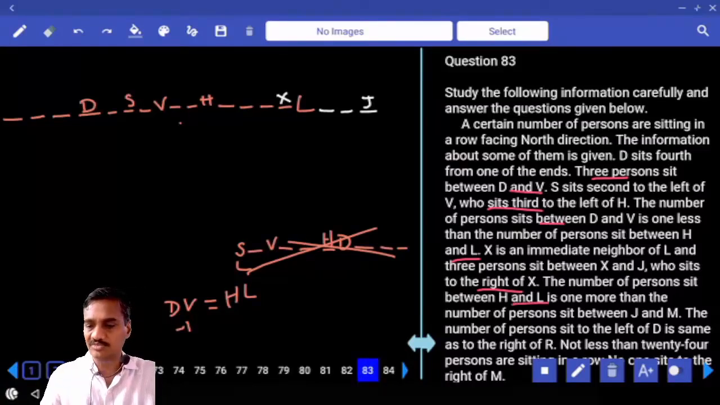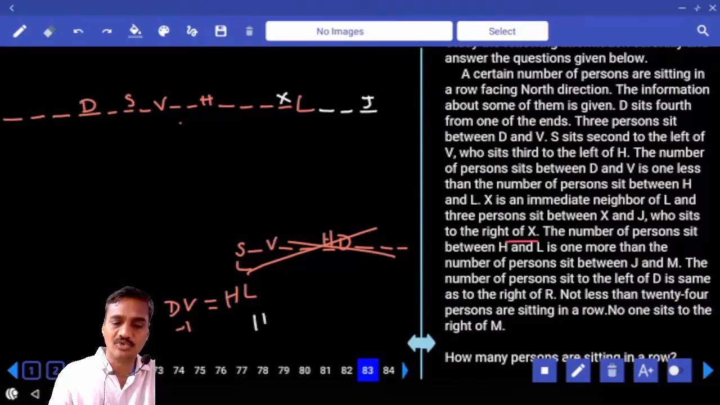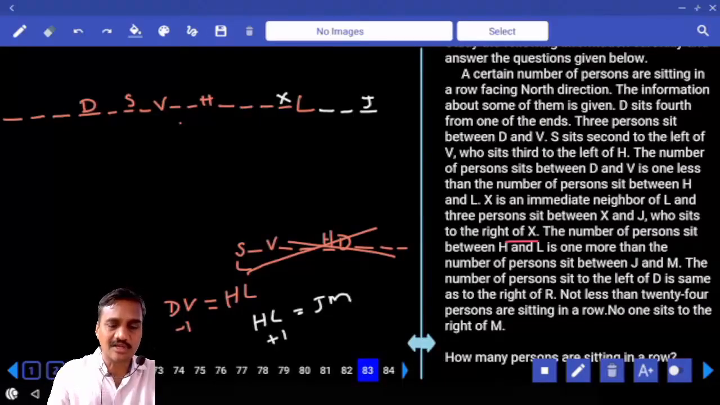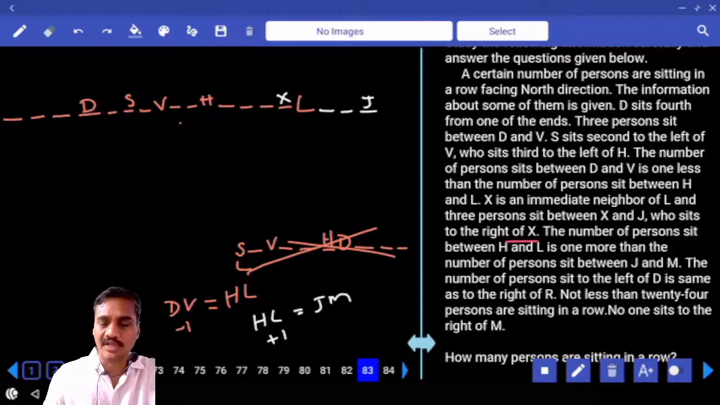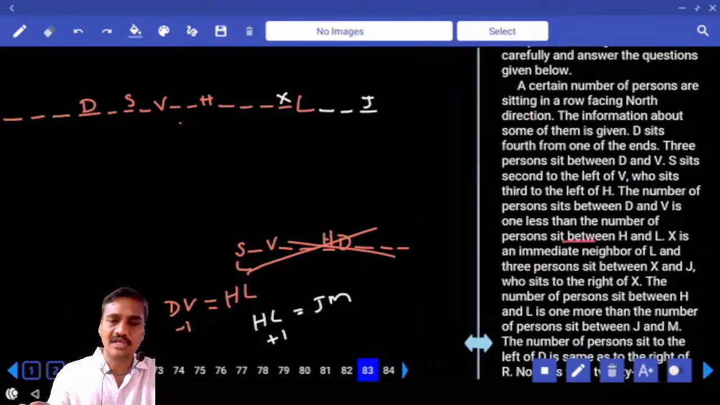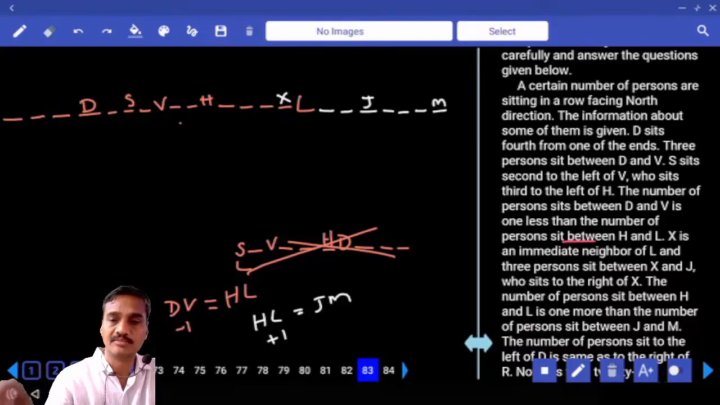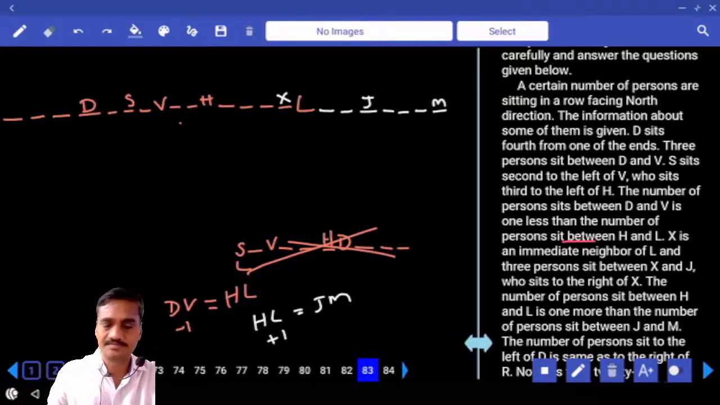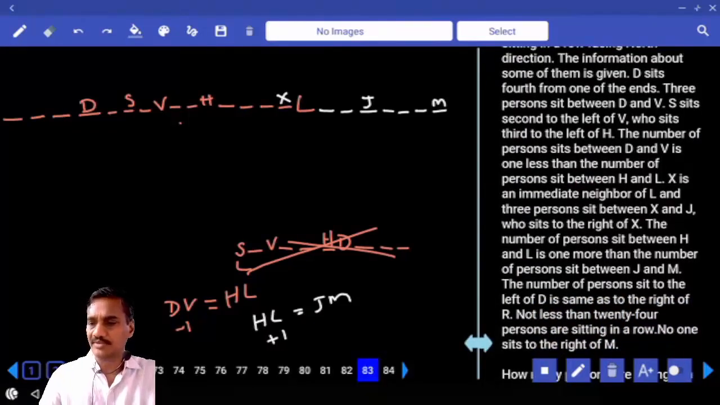And next, the number of persons between H and L is 1 more than between J and M. H and L, how many persons are there? 4. Hence in between J and M we need to have 3. We cannot have M to the left-hand side, because then M and X would be in the same place, which is not possible. Hence 3 persons, 1, 2, 3, and M is here.